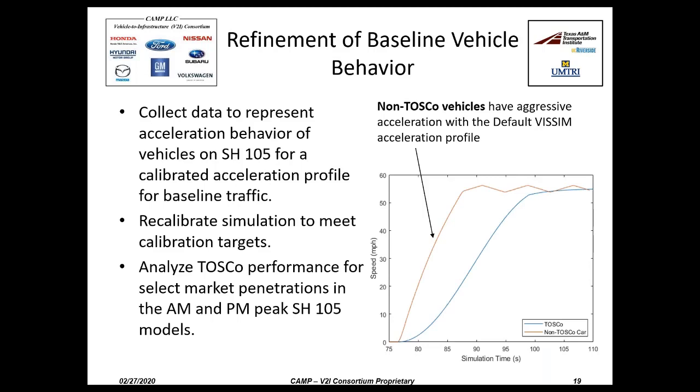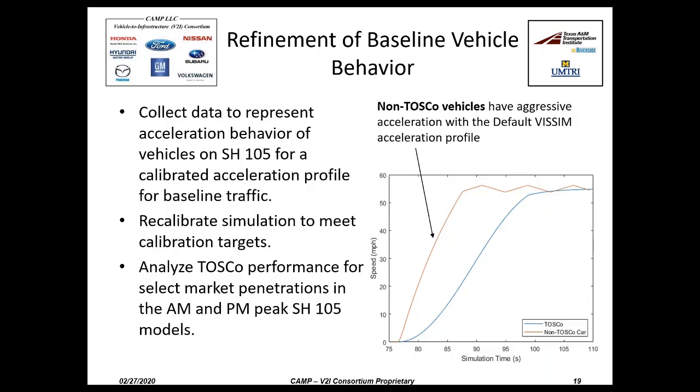Now, why did we calibrate the acceleration behavior? Well, when we showed this plot to our auto manufacturer friends, they said the non-TOSCo vehicles are accelerating quite aggressively. To put that in context, the blue line on the right is the TOSCo behavior as the vehicle accelerates from a stop, and the red line on the left is the acceleration of the default behavior from Vissim vehicles. So we collected data to represent the true acceleration behavior of vehicles on State Highway 105 so that we could calibrate our model to more accurately represent the true acceleration behavior of vehicles on the facility.